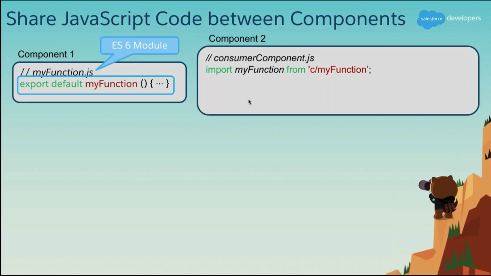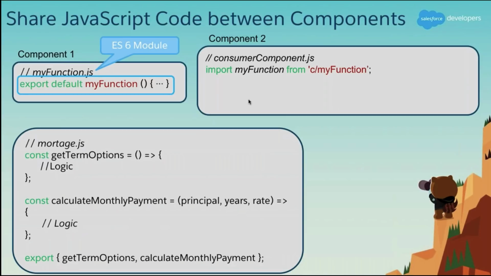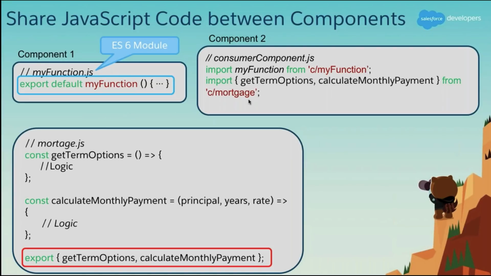But if you want to export more than one function or property from your JavaScript, in that case, you can do it by using the export statement. Here you can see I have 2 methods. One is getTermOptions, and the other one is calculateMonthlyPayment. So I can export these 2 methods using a single export statement with this curly brace syntax with all these method names separated by commas. And these can be imported with the same names in my component where I want to use this particular code.